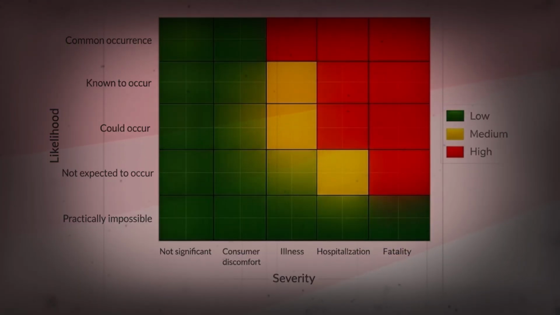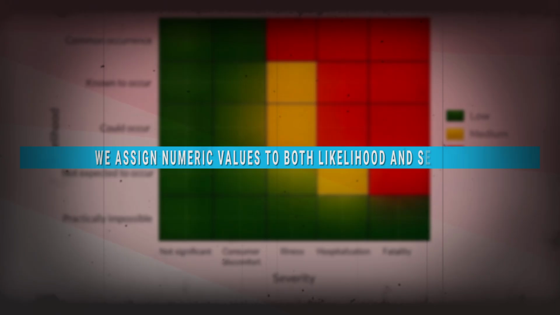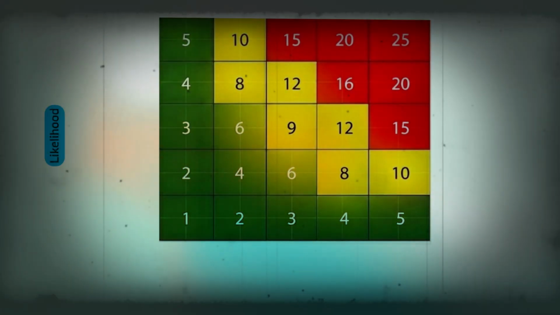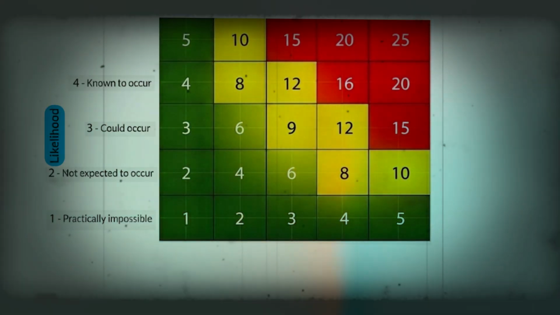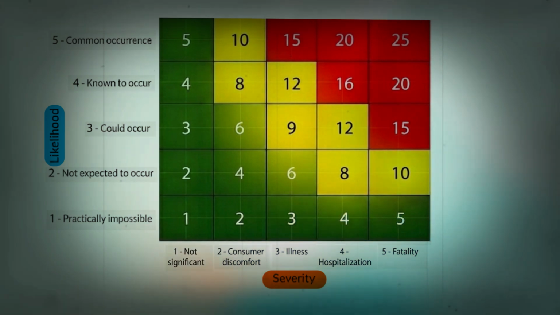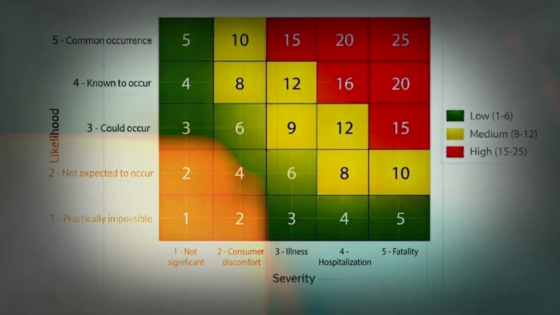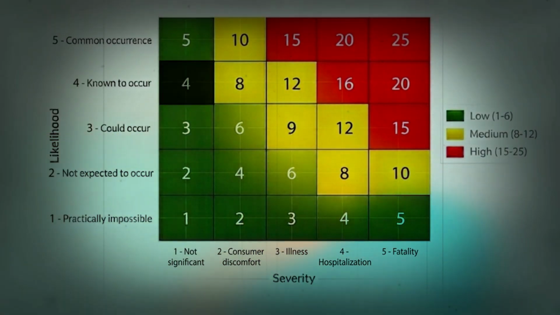Here's how it works. Instead of only choosing a color or a phrase, we assign numeric values to both likelihood and severity. Let's say likelihood ranges from 1, rare, to 5, frequent. Severity ranges from 1, minor, to 5, fatal. We multiply these two to get a basic risk score. For example, a hazard that is likely, 4, and causes illness, 3. A score of 12, but it doesn't stop there.